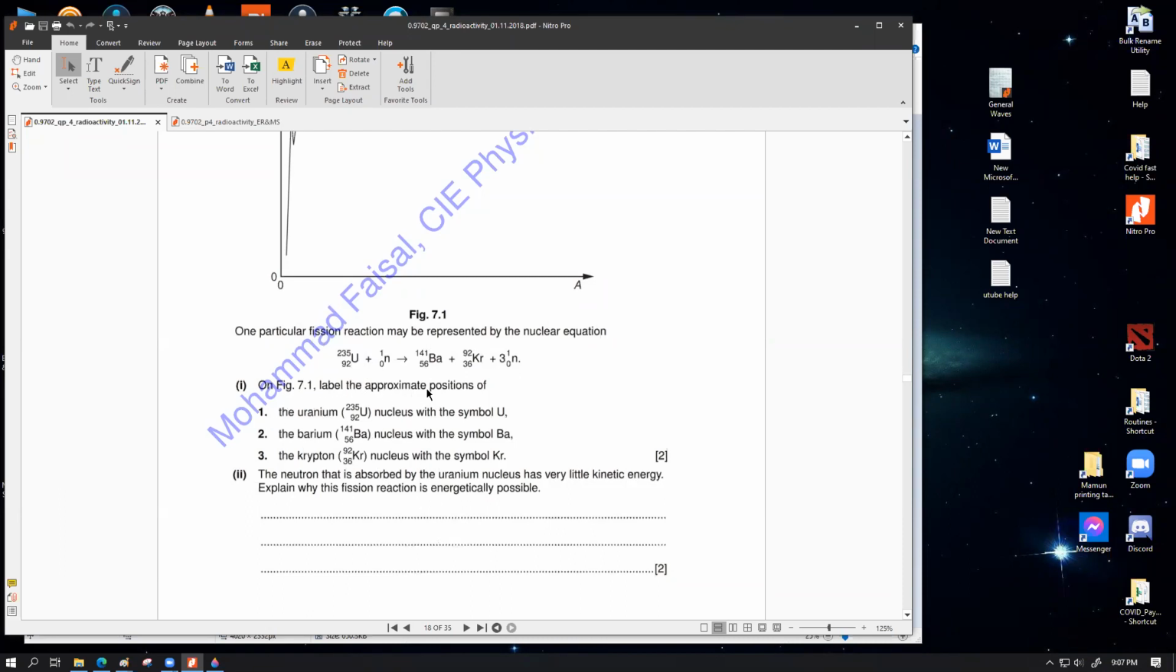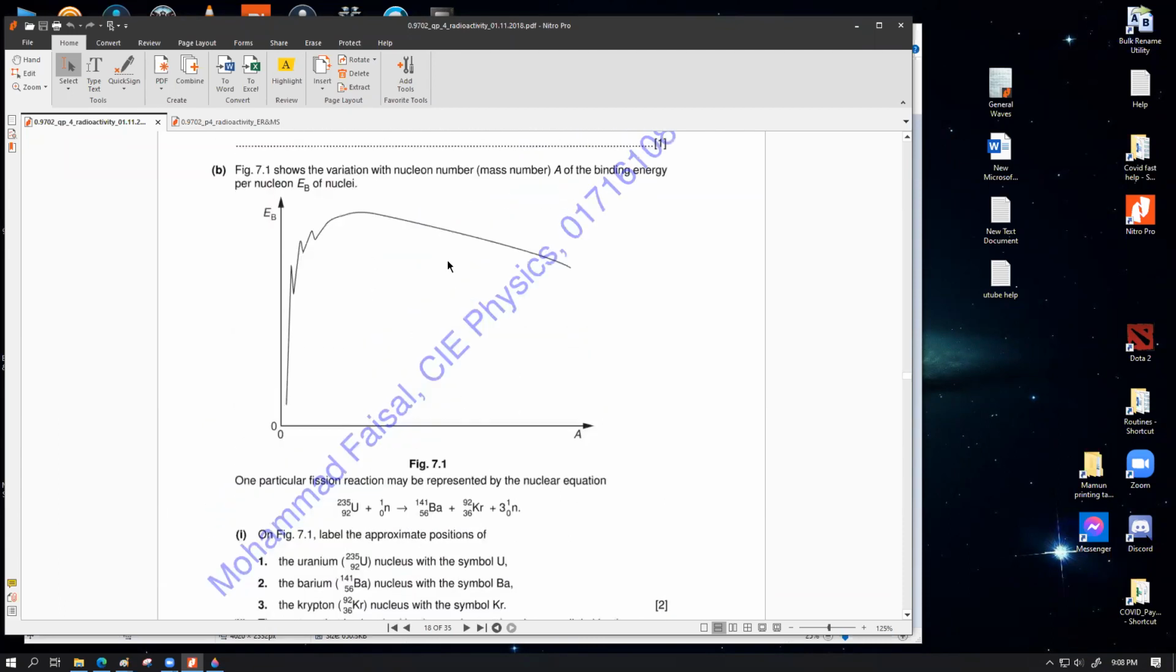On figure 7.1, label the approximate position of the uranium, barium, and krypton. So uranium should be on the far right side, barium should be somewhere on the left, and krypton should be more on the left. The reason I know this is because this is the A. A represents the mass number. So the biggest mass number should be on the far right. As you go farther left, you're going to have smaller mass numbers. But none of them should be on the left of the peak point. They should all be on this downward slope.